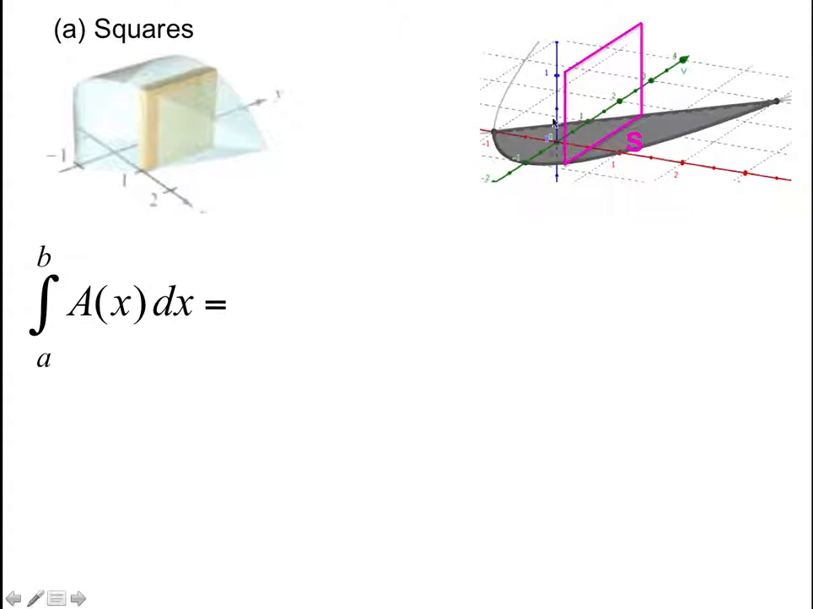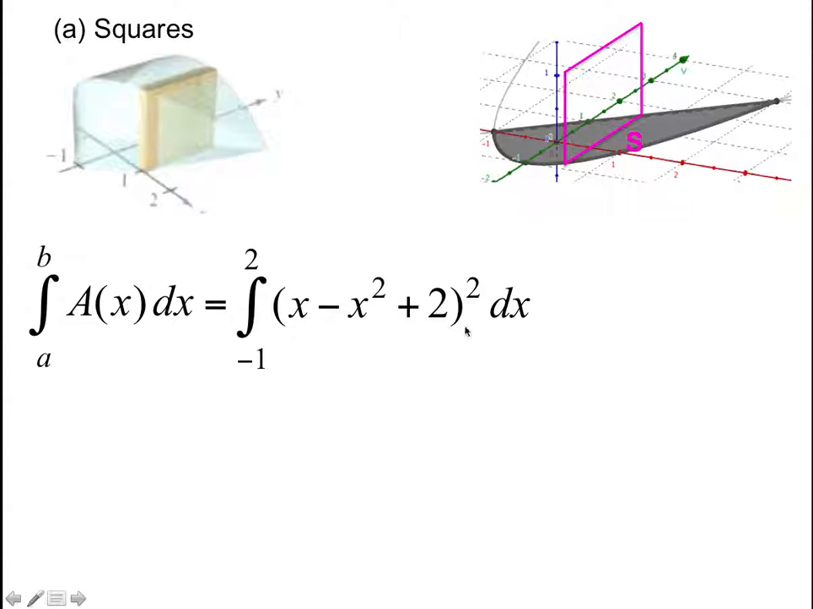So I know I'm going to stack these squares from here to here, so from -1 to 2. And if we didn't have the grid on here, we could just set the two functions equal to each other and solve for those points of intersection. So we're going to go from -1 to 2.